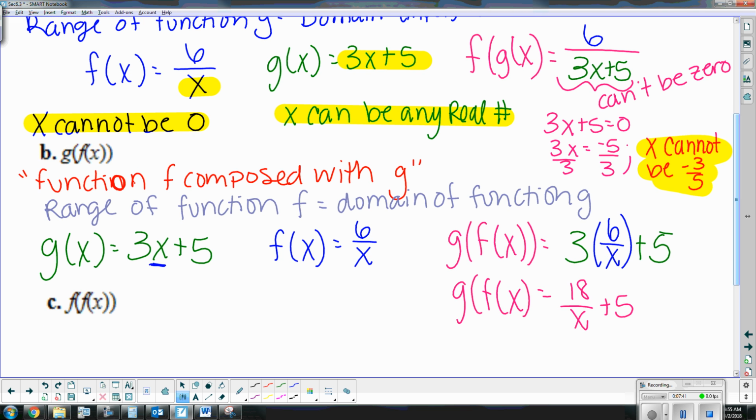So here, x cannot be 0. g of f of x is undefined if we have 18 over 0 plus 5, that number is undefined. So here, x cannot be 0.